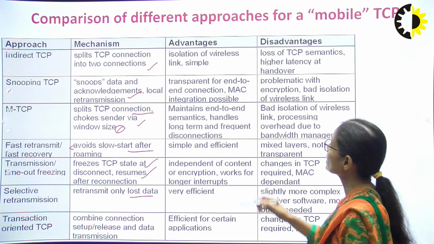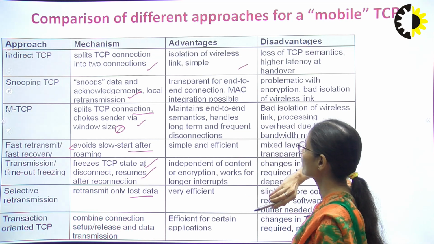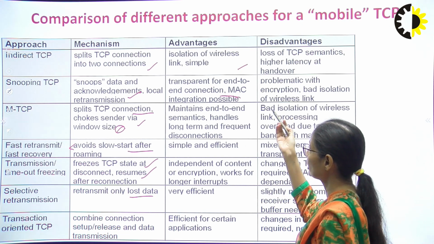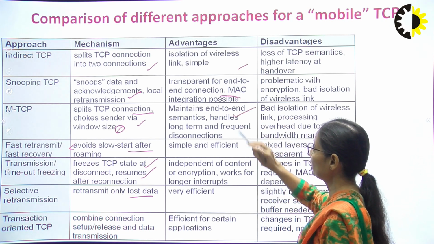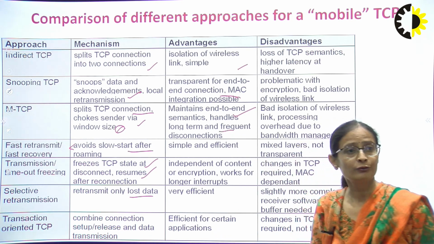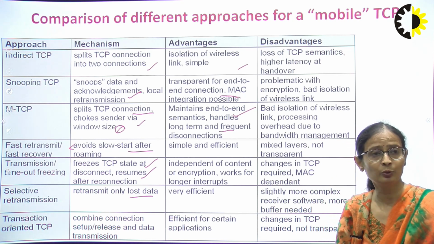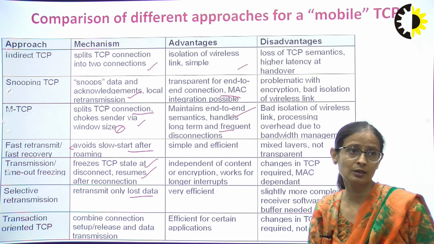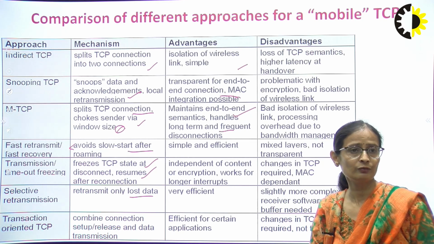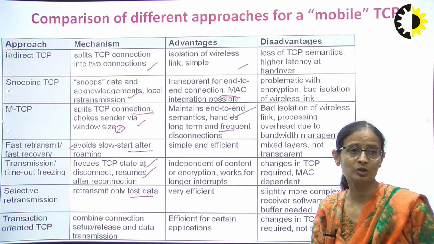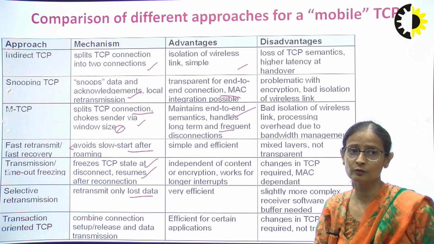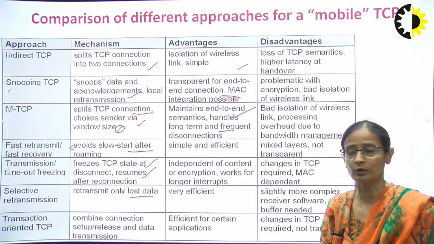What are the advantages? Isolation of the wireless link. It is quite simple. In this case, it is transparent for the end-to-end connection. MAC integration is possible in this case. It again maintains end-to-end semantics and handles long-term and frequent disconnections. Fast retransmit protocol is simple and sufficient. In the case of the timeout freezing protocol, it is independent of content or encryption and works for longer interrupts. Selective retransmission is again very efficient. And T/TCP is efficient for certain applications where the data to be shared is very short.